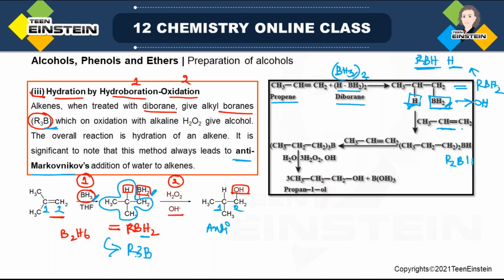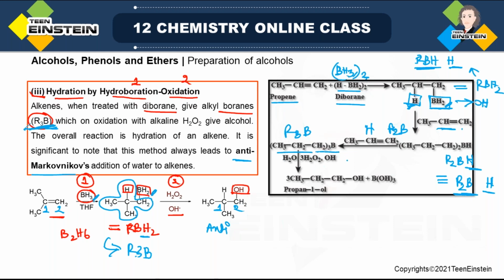So this is R2BH, but still one more hydrogen. So you can write this reagent as R2B and H. Now these two fragments, R2B and H, will be added to the two carbons. Here H will be added to the middle carbon and R2B will be added here. So finally you are getting this molecule, which is basically R3B, as mentioned here.